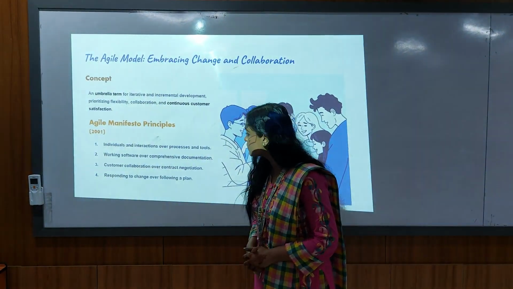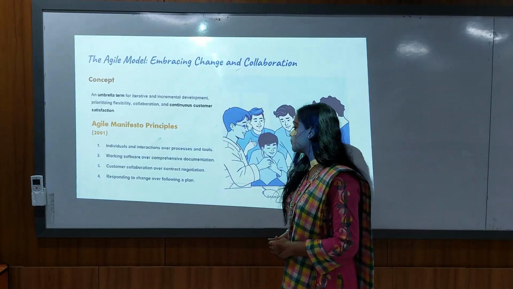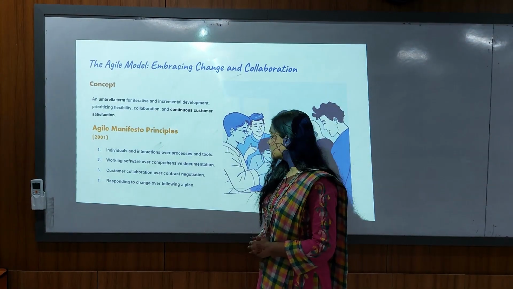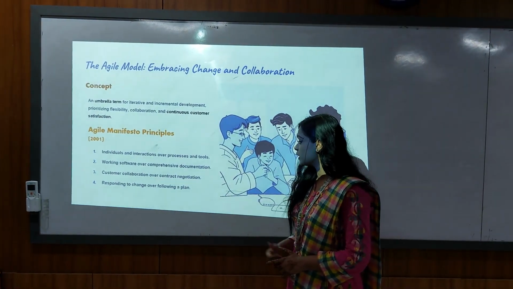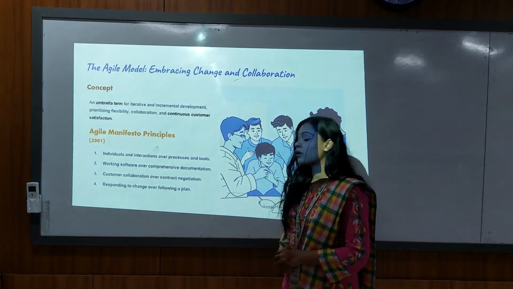Agile manifesto principles. Number 1, individuals and interactions over process and tools. Number 2, working software over comprehensive documentation. Number 3, customer collaboration over contract negotiation. And number 4, responding to change over following a plan.